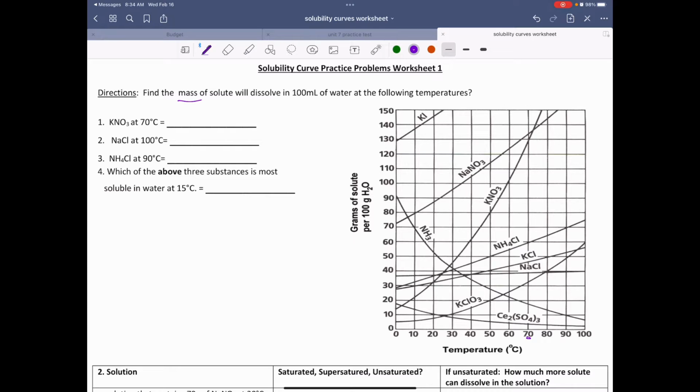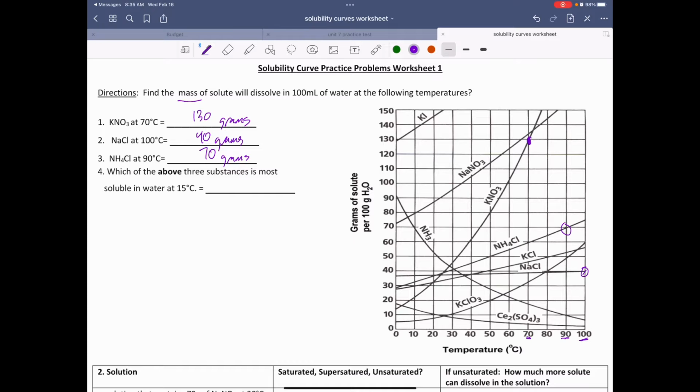KNO3 looks like right there. And so we're going to say 130 grams. Sodium chloride at 100 degrees. So right here, sodium chloride right there, it looks like 40 grams. NH4Cl at 90 degrees. 90 degrees right here until we hit NH4Cl. Looks like right there. So 70 grams.